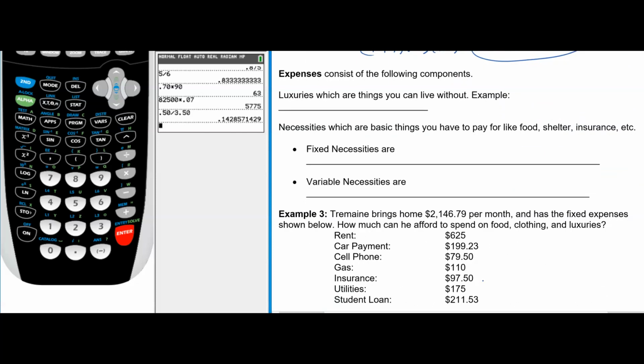So we have a couple different categories in terms of expenses. We call luxuries things that you can live without. So for example, types of entertainment. Maybe you go to Starbucks. Okay. Maybe get your nails done. Stuff like that.